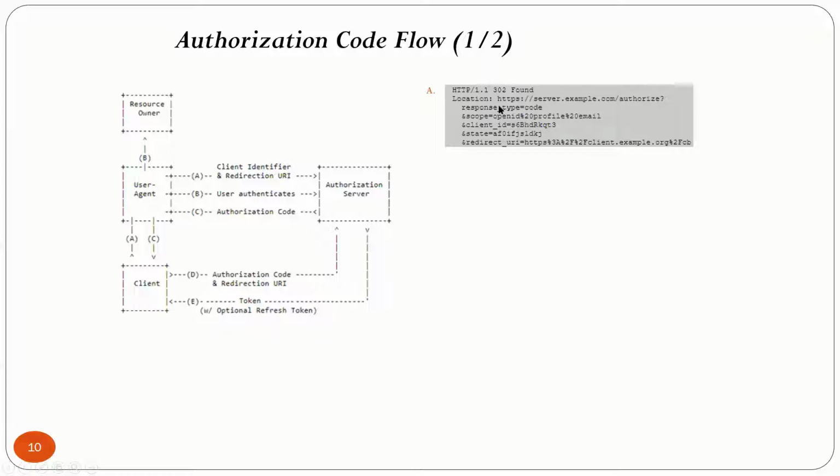Oh, I forgot to mention, before starting this flow, one important thing that needs to be done is that the client has to be registered with the authorization server. Okay, so the authorization server has to know the client and its client ID. The client has to be set on the authorization server side. So we are passing this client ID, and at this point the authorization server can identify the client that is making the request.